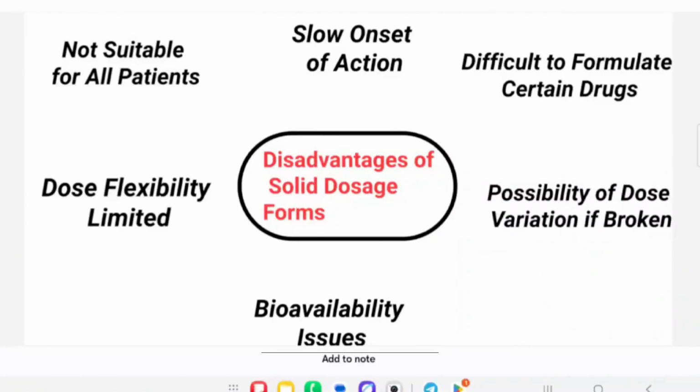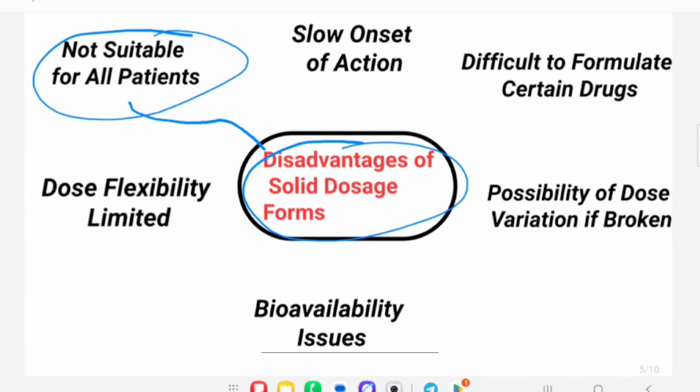So there are some disadvantages of solid dosage forms also. Like the first one, it is not suitable for all categories of patients. For example, in case of kids and pediatric use, it is not suitable. Then in case of a patient who is in an unconscious condition, in those cases it is not suitable.